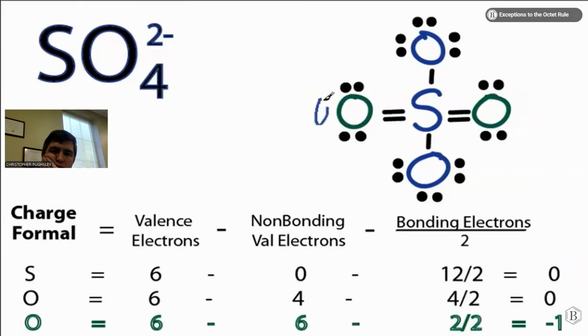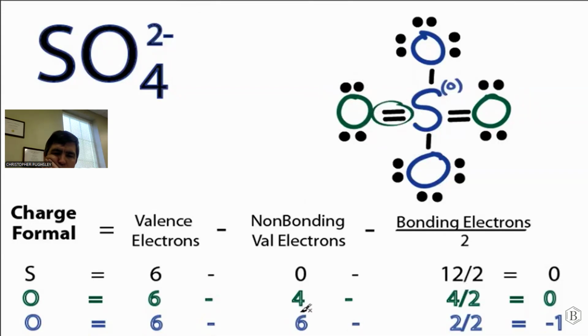So I've moved electrons from the outside of these two green oxygens into the middle to form double bonds. Let's see how that changes the formal charges. For sulfur, 6 minus 0, there are no non-bonding, and now we have 2, 4, 6, 8, 10, 12 total bonding electrons. 6 minus 6 gives us 0. So the formal charge on the sulfur is 0. If we look at the green oxygens, we have 6 minus 4 of the non-bonding, and 4 bonding, which we divide by 2. 6 minus 4 minus 2 is 0.